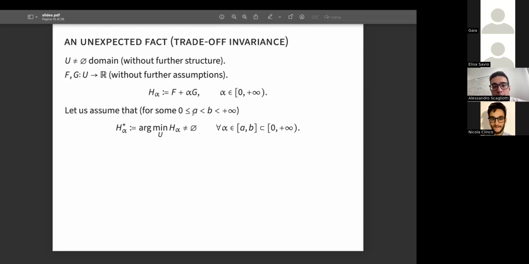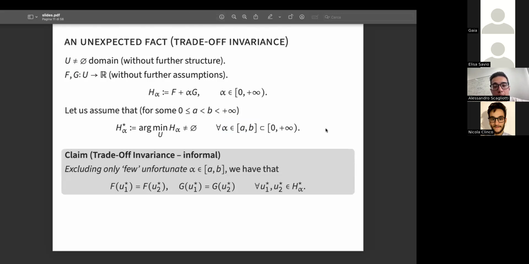that there exists an interval AB in which the problem of minimizing H alpha has a solution. So we will assume that when alpha is running in a certain interval AB, the set of minimizers is non-empty. Okay, and now I'm ready to state again in an informal way the trade-off invariance principle.